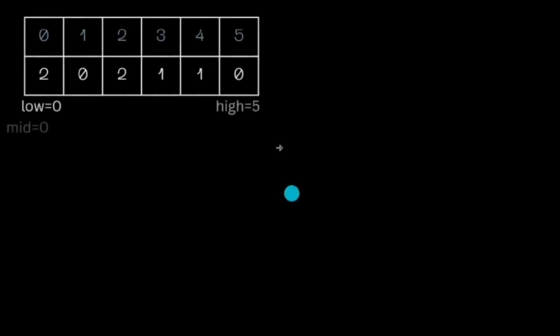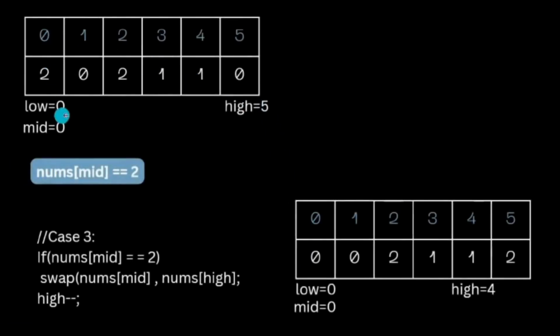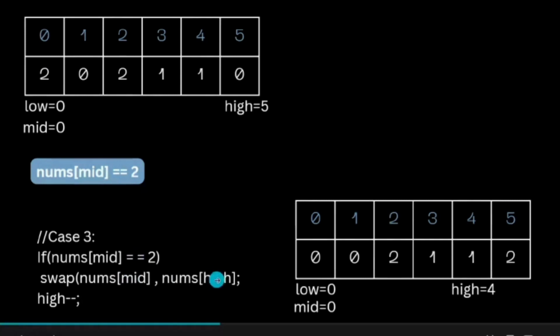Let's see with an example. So here I have initialized low and mid by 0, starting at the starting index, and high at the highest index. So we will be checking the value for mid. Mid here is 0, so nums 0, you can see the 0th index has value 2. So we have encountered 2. This is case 3. What we were doing in case 3 was simply swapping the mid and high value, right? And we were decrementing high by 1.